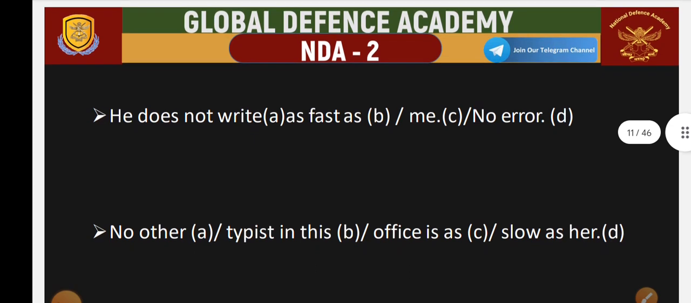Okay. And here is also a similar example, written based on the previous slide. You can attempt it.